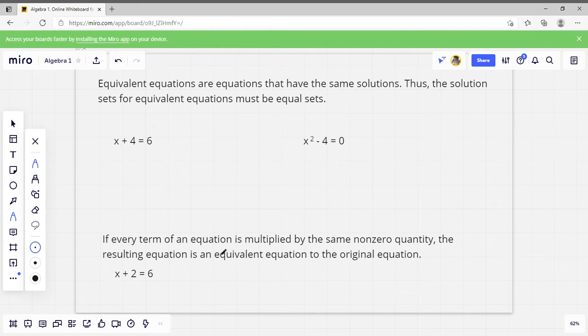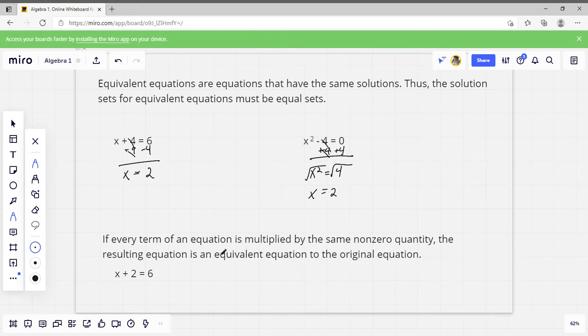Alright, so if we have x plus 4 equals 6, we would do minus 4 and minus 4, and we would get x equals 2. And now we have x squared minus 4, so we do plus 4, x squared equals 4, so the square root of x squared would be x, and the square root of 4 is a 2.